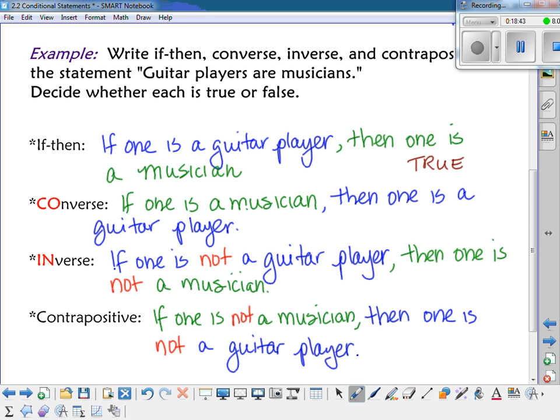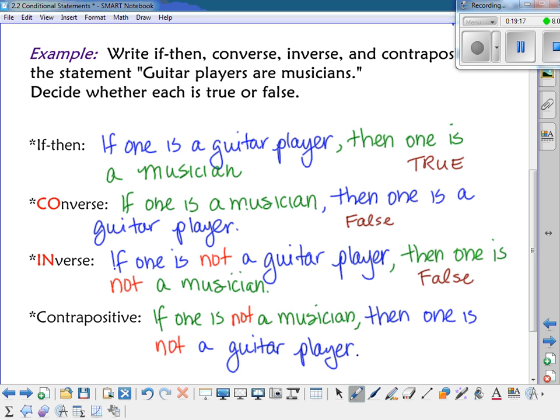But is the converse true? If one is a musician, then one is a guitar player. Just because you're a musician, does that mean that you necessarily play the guitar? No, not necessarily. You might play the flute or the clarinet or some other instrument, or maybe you're just a vocalist. So that one is false. If one is not a guitar player, then one is not a musician. Well, it's the same idea. You could be a vocalist and be a musician. You could play the piano and be a musician. You don't have to be a guitar player. So just because you're not a guitar player doesn't mean you're not a musician. So this one is also false.